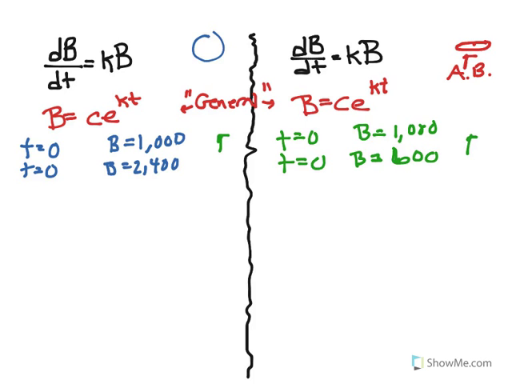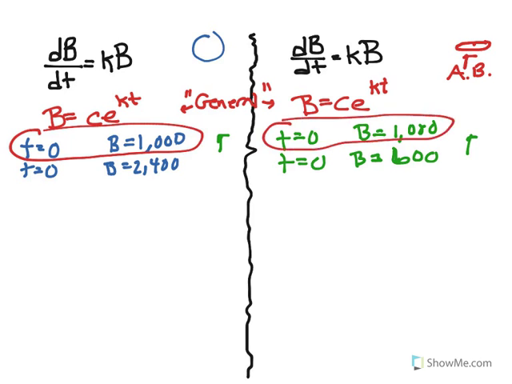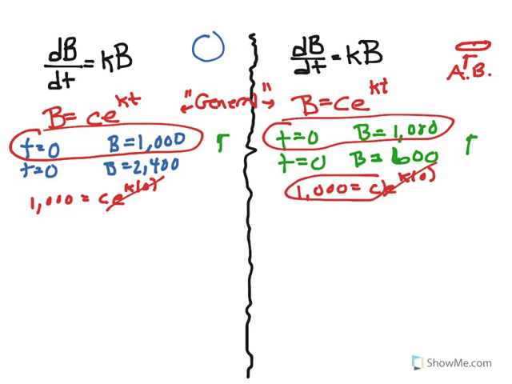So step 1 in solving a specific solution is first to insert the initial condition into each so you can find the value. So for this one, it's 1,000 equals C e to the k times 0. And this one is 1,000 equals C e to the k times 0. Now k times 0 is 0, e to the 0 is 1. That happens on both of them, and I've instantly found C for each problem.